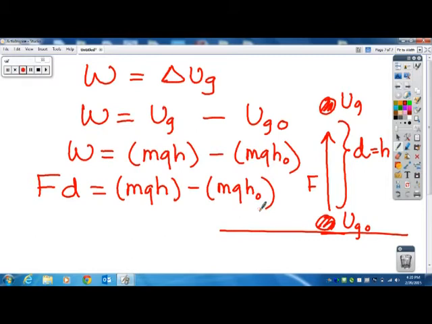So remember, your force should be in newtons. Your displacement should be in meters, your mass should be in kilograms, your gravitational acceleration should be in meters per second squared, and your height should be in meters. This way all your units will be correct and you won't have any trouble working out these problems that relate work to kinetic energy or work to gravitational potential energy.